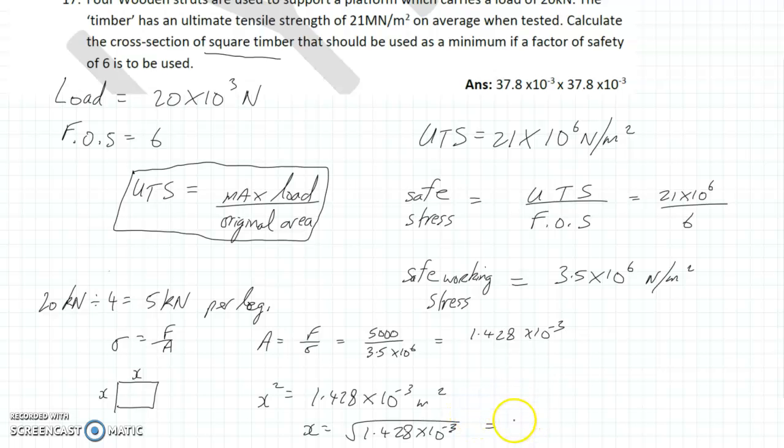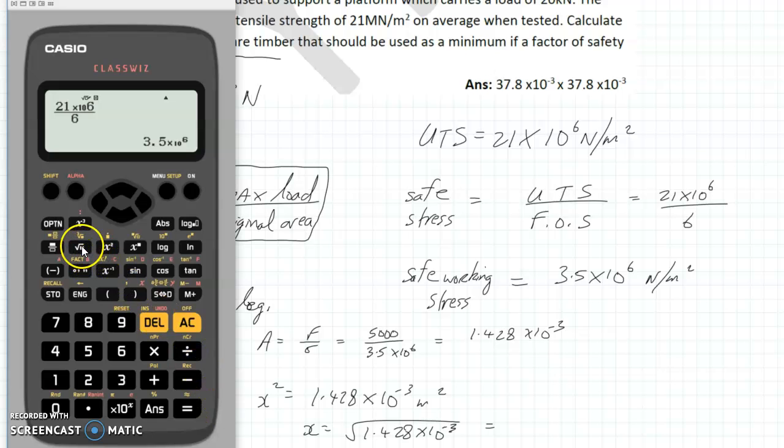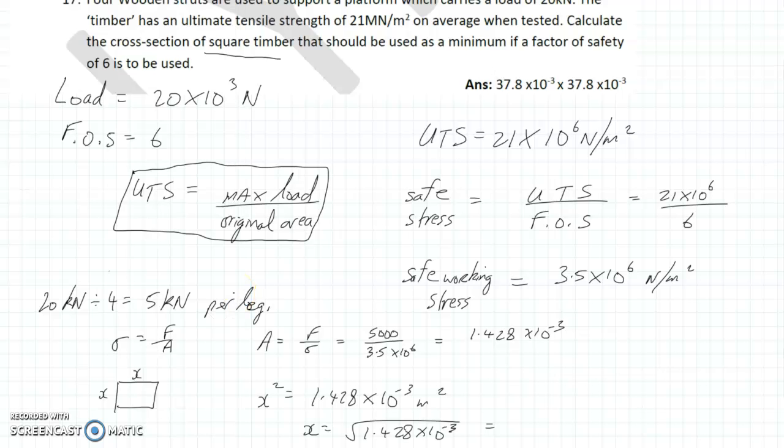We get the square root of that, and we end up with this figure here. Change that, and you get 37.78 by 10 to the minus 3, which is very similar to the answer there. Round to one decimal place, 37.8 by 10 to the minus 3 meters. Right? This is the length of each side of the square section of leg. And that's it.